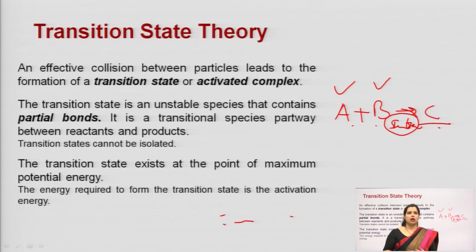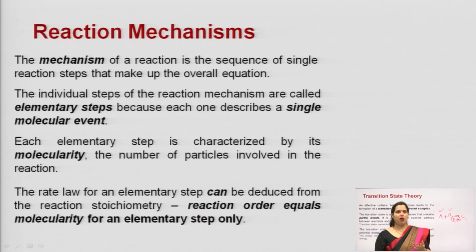The transition state exists at the point of maximum potential energy. The state which produces unstable species is known as the transition state, and it occurs at the maximum potential energy. The energy required to form the transition state is the activation energy. Using this activation energy, reactants collide with each other and form different unstable species to give the desired final product.